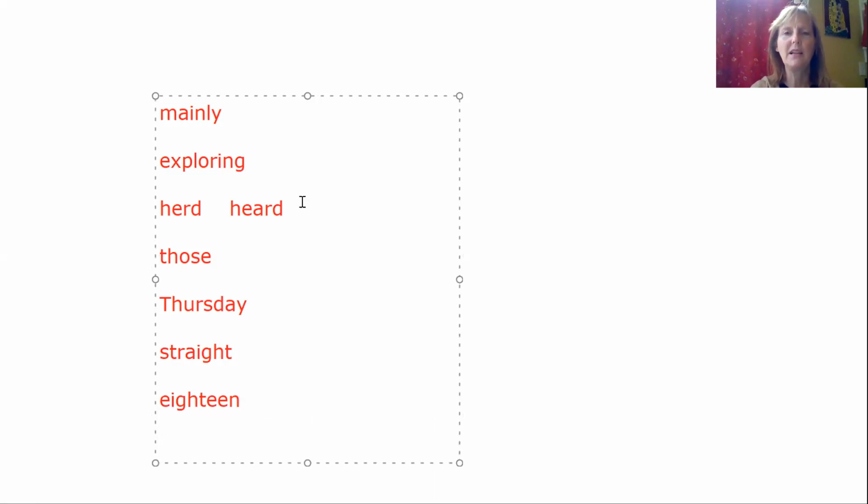And how about the word climb? Remember our trick with that? Long I. Instead of a silent E, we're going to have a silent B. Nice work.